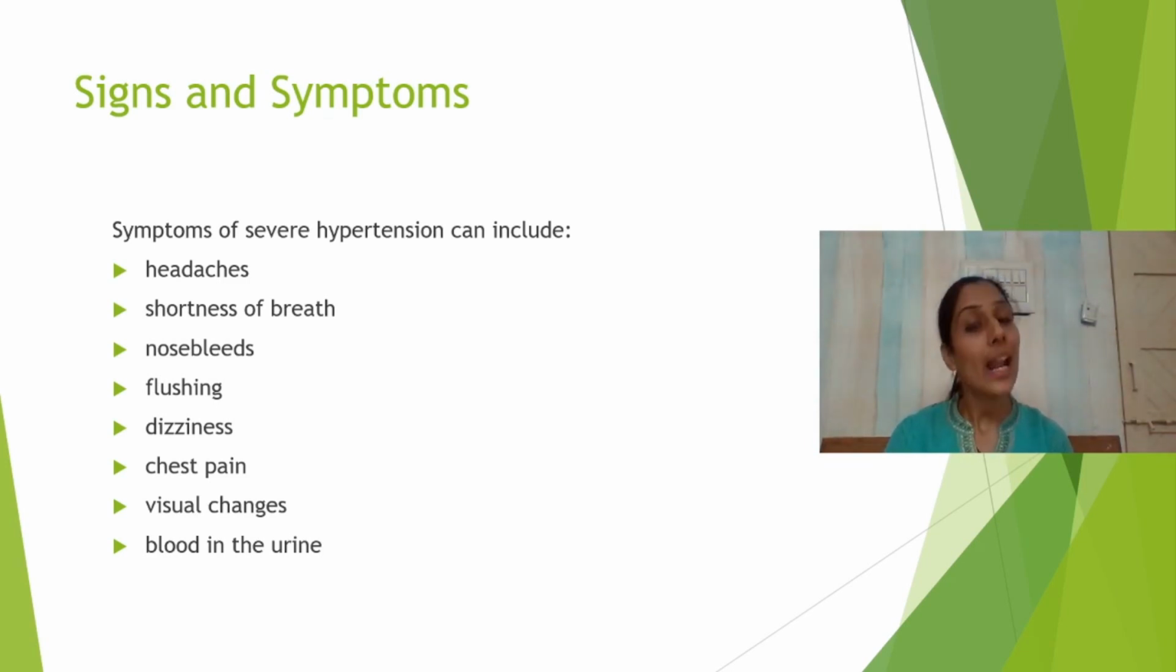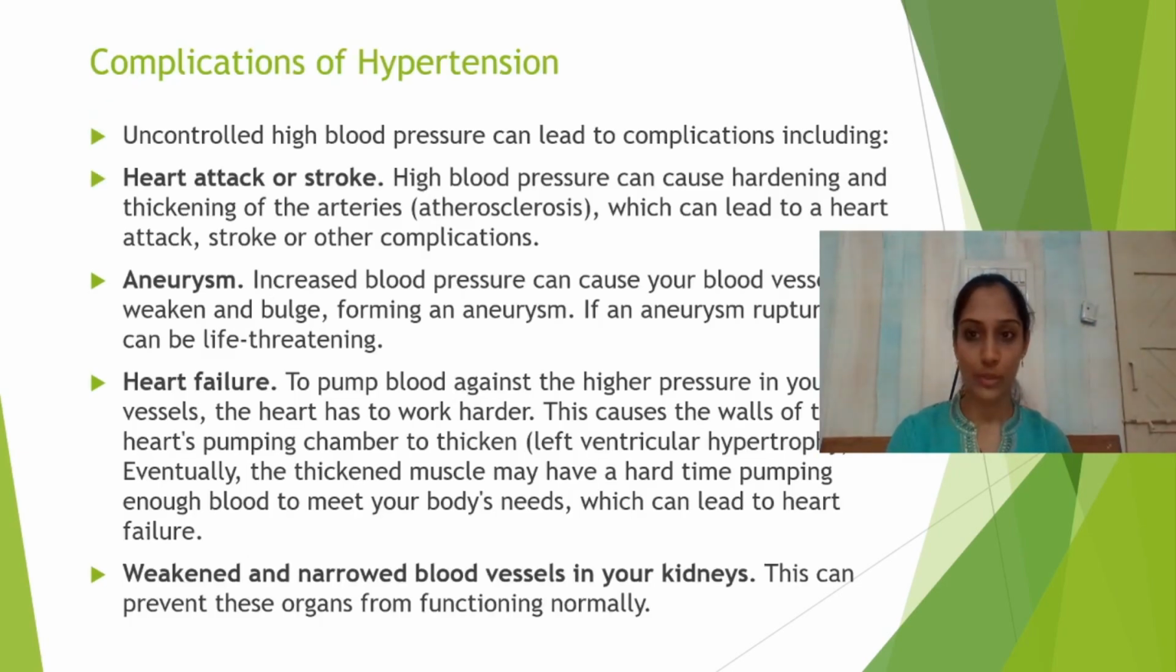For example, elevated blood pressure causes severe headache, severe throbbing pain in the head. It can lead to shortness of breath, then nosebleeds, flushing, dizziness, severe chest pain. It can cause visual change also. Sometimes the vision gets damaged due to hypertension. Then blood in urine is also observed.